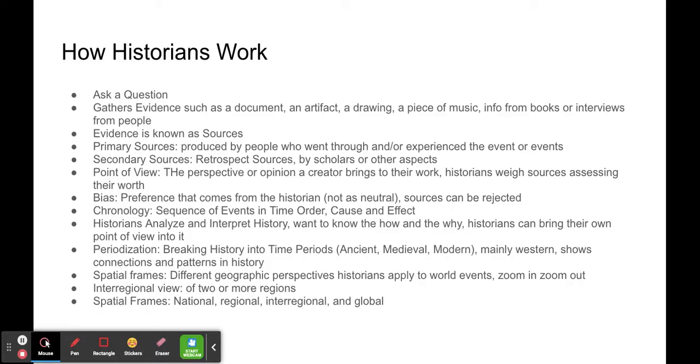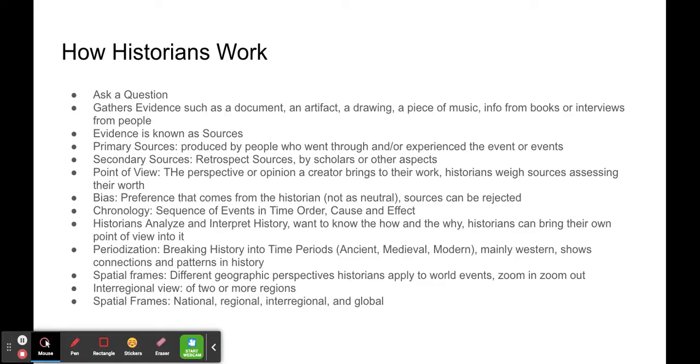The point of view is the perspective. Point of view means perspective, that POV, or opinion. The Food Network defines POV as like a theme, like your theme. That's how they define POV. But anyway, it is what the historian brings into their work.